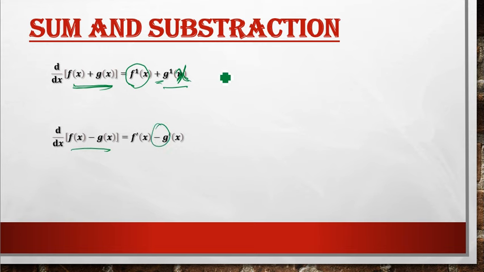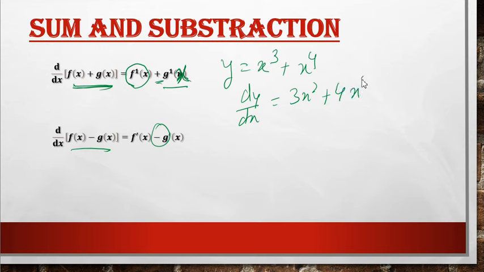Okay, so let's take an example. Suppose you are given y equal to x to the power 3 plus x to the power 4. So what will be dy by dx? dy by dx will be 3x square plus 4x to the power 3. Why 3x square? Because 3 will come down, 3 minus 1 will be 2. And here 4 is there, so 4 will come down, n into x to the power n minus 1. So it will be 4x to the power 3.